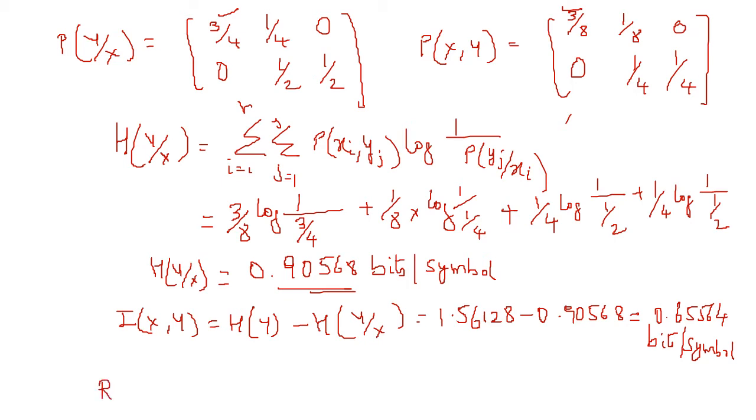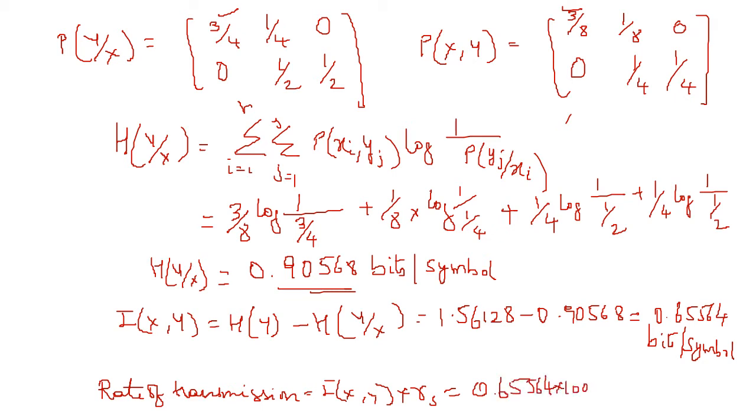Now what is asked in the question is the rate of transmission. So the rate of transmission is nothing but I(X,Y) into the symbol rate Rs. So Rs is given as 1000 symbols per second. So we'll multiply 0.65564 into 1000. So you are going to get it as 655.6 bits per second. So this is the rate of transmission.